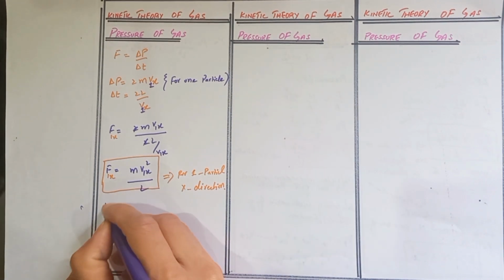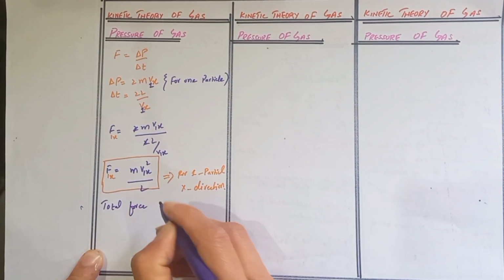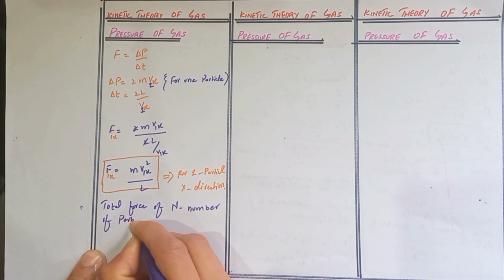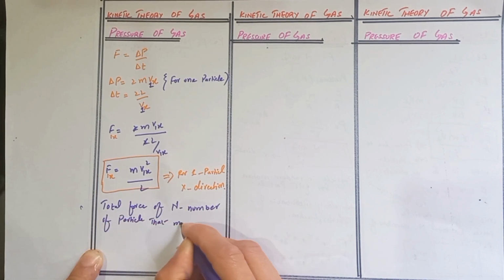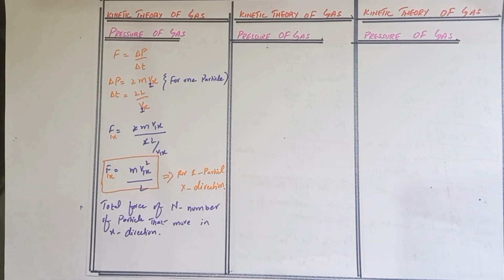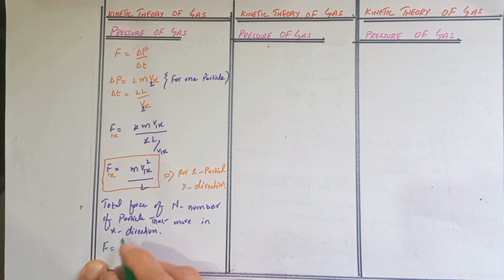So here we want to calculate the total force of n number of particles that move in the x direction. So here we use the formula that the total force is equal to, for one particle we calculate F1x, for the second particle we calculate F2x, for the third particle we calculate F3x.